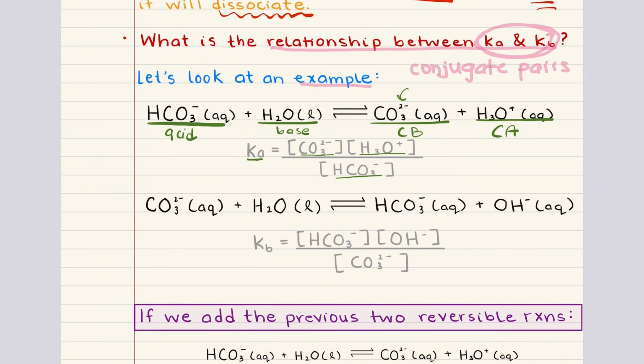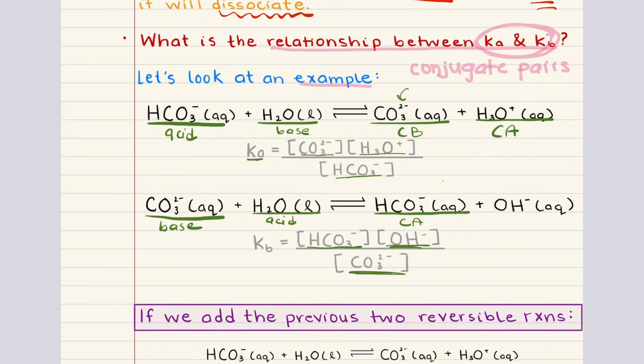But bicarbonate can also act as a base. So in that case, it accepts a proton from water. The result is that bicarbonate turns back into carbonic acid, written as H2CO3, and it produces hydroxide ions as well. The equilibrium constant for that process is Kb, which equals the concentration of carbonic acid times the concentration of hydroxide, and that's all divided by the concentration of carbonate.